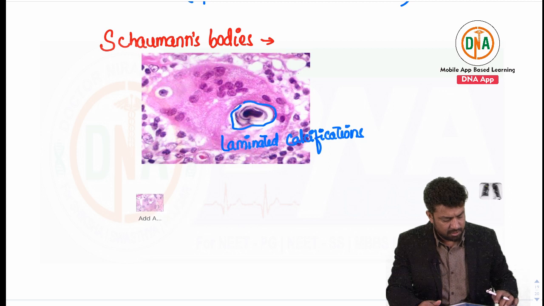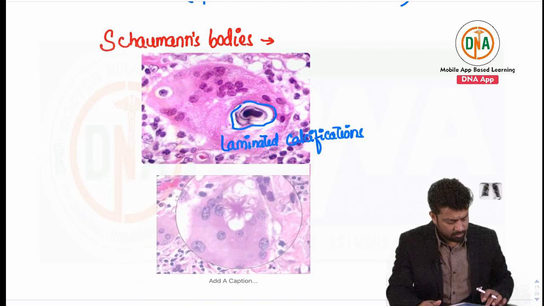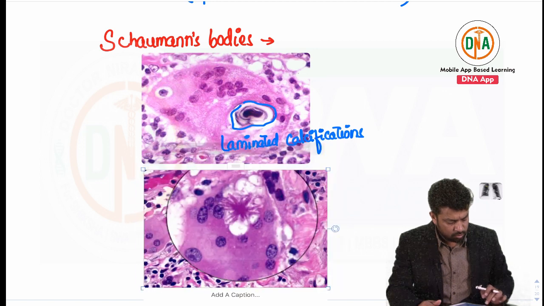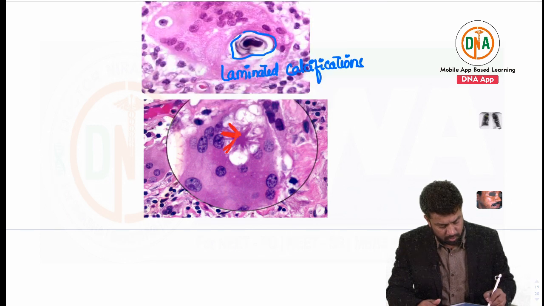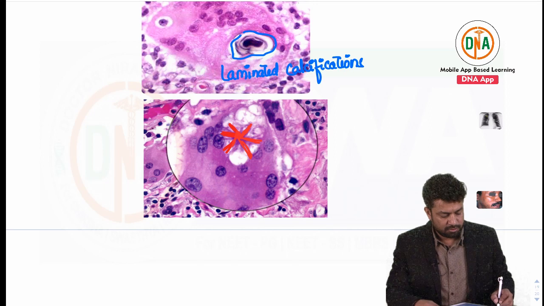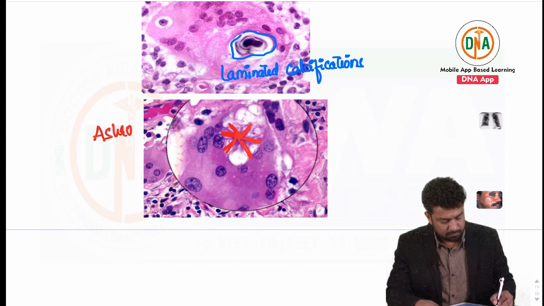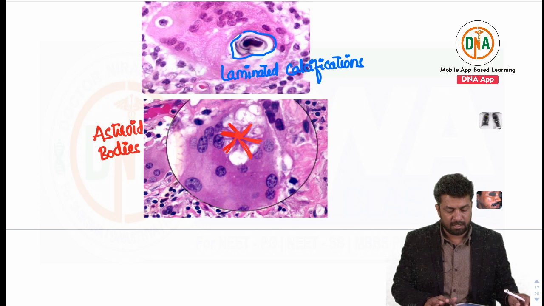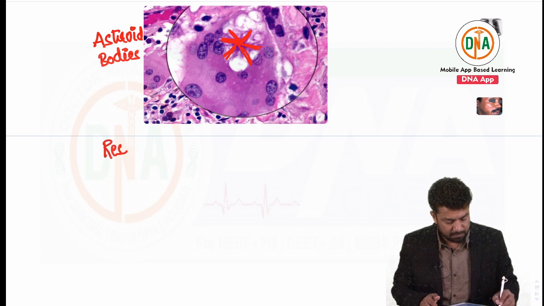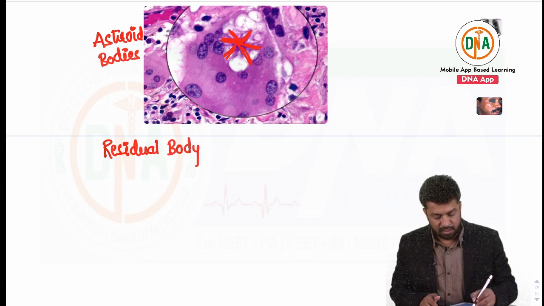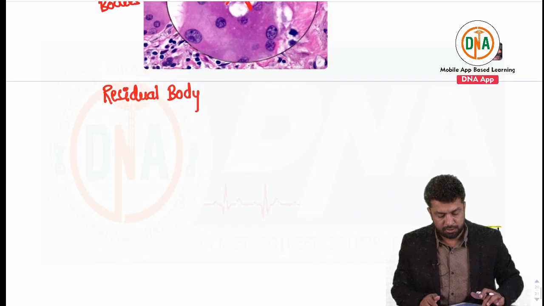The next type of bodies that you see in patients of sarcoidosis are the ones where the inclusion body has a deposition in a stellate form. You can note over here that the deposition is star-like, called asteroid bodies. So you have the asteroid bodies and the Schaumann bodies. Apart from these two, we have one more body called the residual body. So the different inclusions that you see in sarcoidosis are the Schaumann, asteroid and the residual bodies.